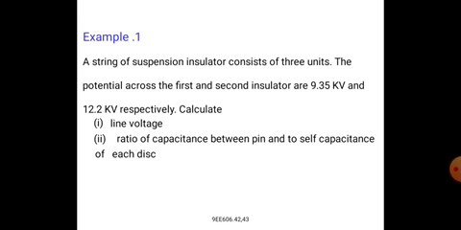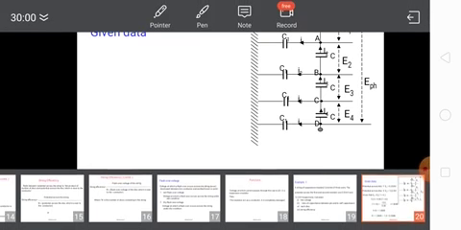Similarly, we have to find the value of E phase, which is equal to E1 plus E2 plus E3, because it contains only 3 similar insulators. Substituting the values in E phase, we get the value of E1, and similarly E2 and E3, so we calculate the voltage across each capacitance. String efficiency is E phase divided by the number of discs times the voltage near the conductor. The number of conductors is 3 here, so the denominator is N into E3.